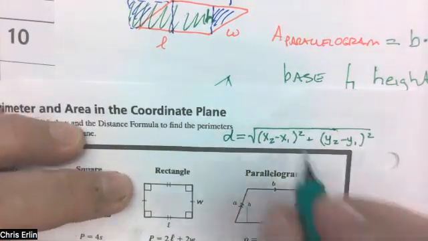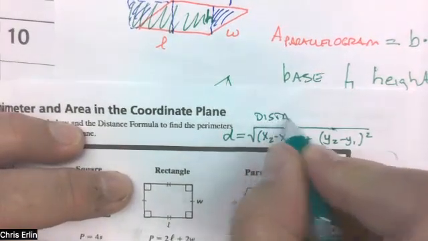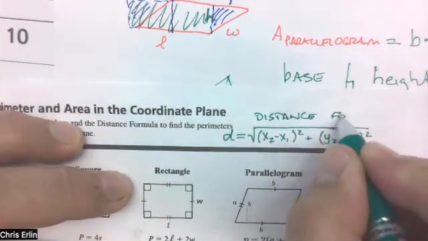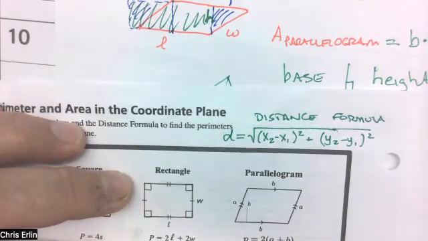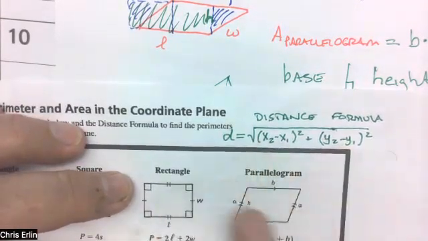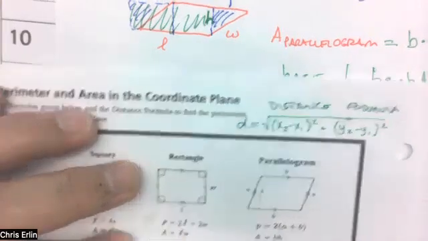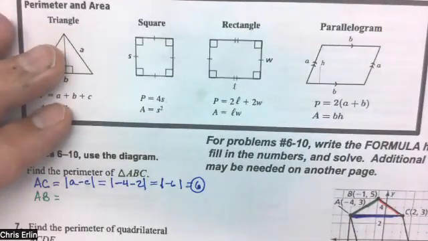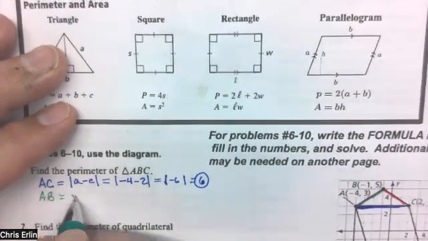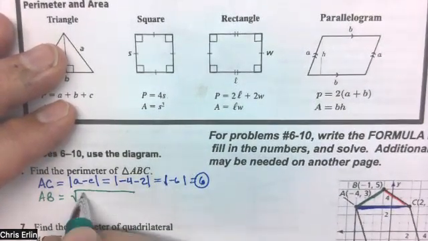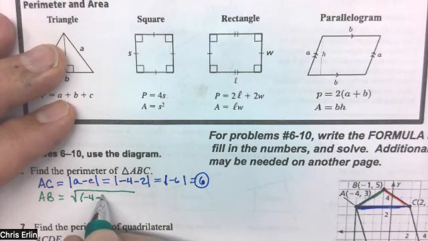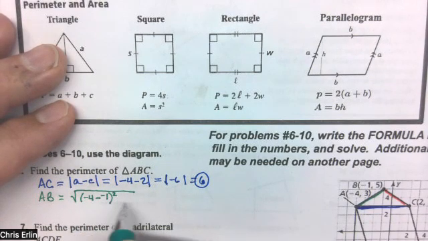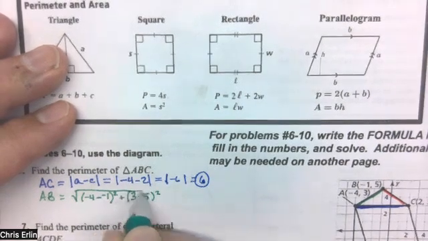And that's exactly what this is for. This is called the distance formula. That's exactly what this is for: finding sides that are not horizontal or vertical. So I could say that this is the square root of -4 minus -1 squared plus 3 minus 5 squared.